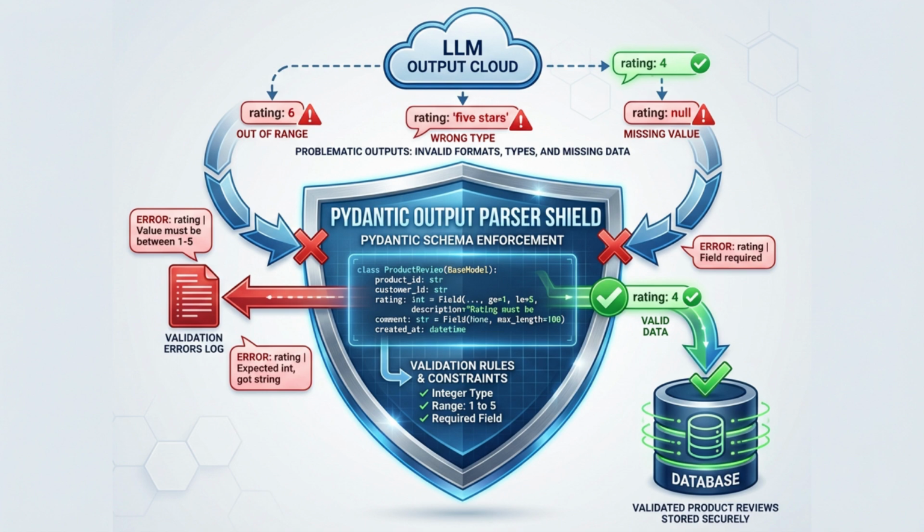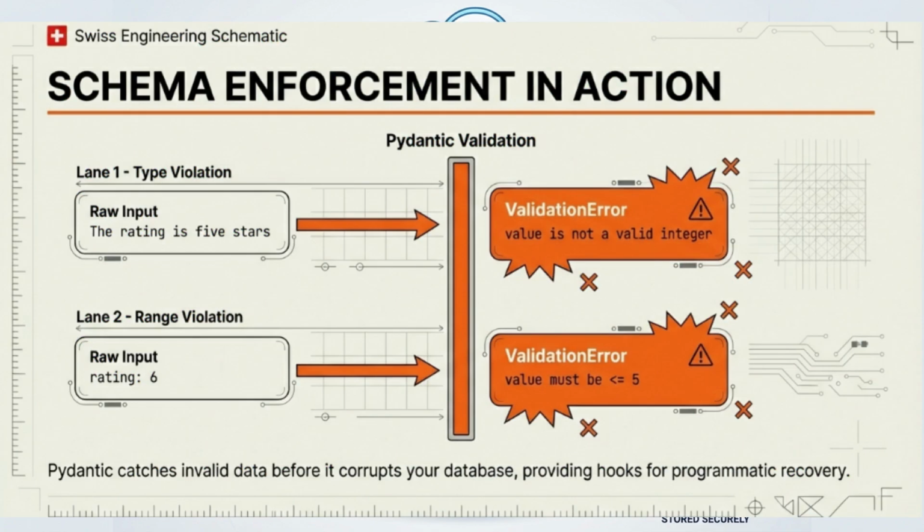And here's the beauty. When Pydantic catches these errors, it doesn't just say validation failed. It gives you specific, actionable error messages. Value must be between 1 and 5. Expected int, got string. You can log these. You can trigger retry logic. You can alert your monitoring system. Pydantic isn't just parsing, it's enforcement. It's your last line of defense against structural errors poisoning your production system.